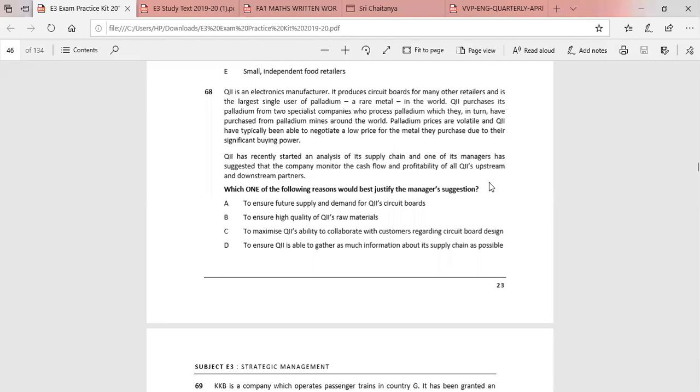It says to ensure future supply and demand for QII's circuit boards, ensure high quality for QII's raw materials, maximize QII's ability to collaborate with customers regarding circuit board design, to ensure QII is able to gather as much information about its supply chain as possible. What's the right answer?